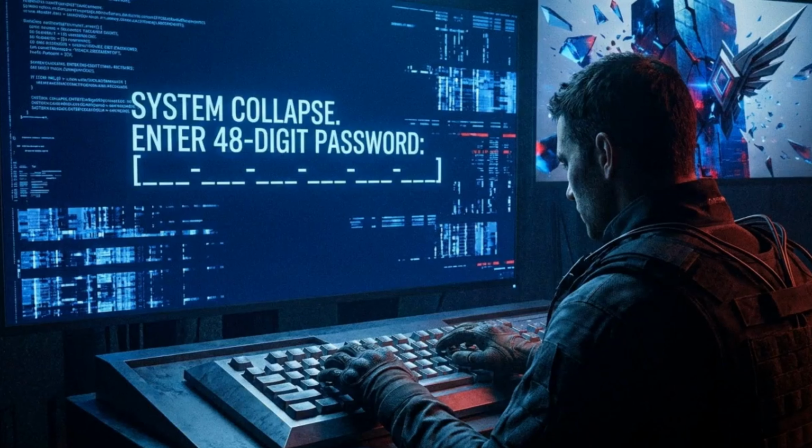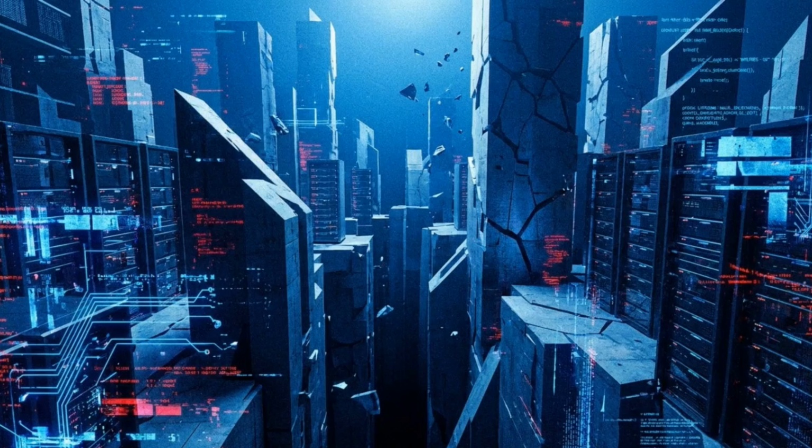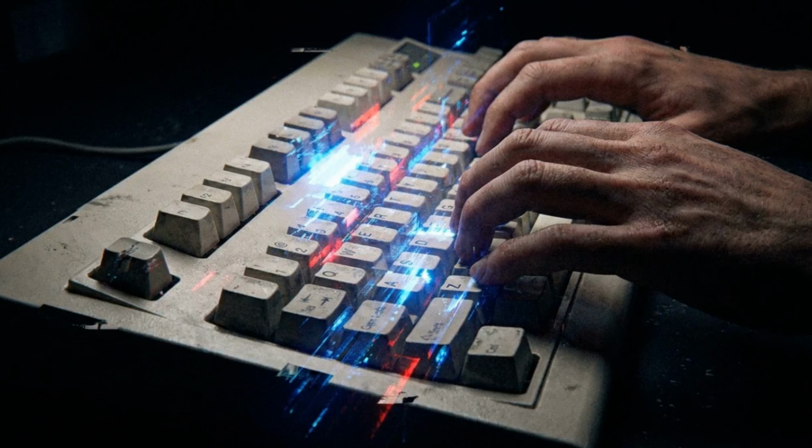The process was agonizingly slow, largely because technicians had to manually type in unique 48-digit BitLocker encryption keys for nearly every device. The most advanced, cloud-delivered cybersecurity infrastructure on the planet was brought down by a bug that could only be resolved by human hands typing at physical keyboards.